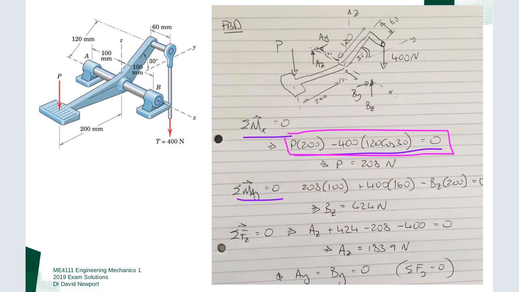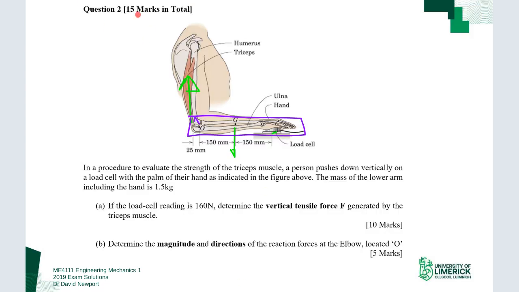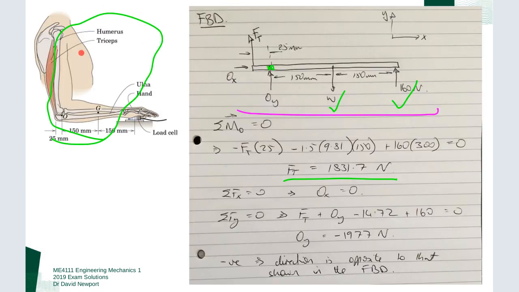Show your free body diagrams, label things. The marks are going for your attempts. If you try to solve this problem here without drawing the free body diagram, you're mad. You're going to get zero if you do that. This question had 15% going for it, so if you try and solve this without doing a free body diagram, you're getting zero out of 15. It's very straightforward to mark. So always set out your free body diagram. And then the equations, you can always see that I'm demonstrating what equations I'm applying, where I'm getting these equations from.